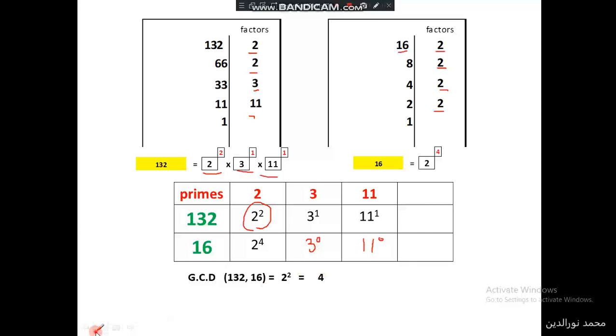To calculate the LCM, we take the highest power: 2 power 4, 3 power 1, and 11 power 1. So 2 power 4 times 3 times 11, which equals 528.